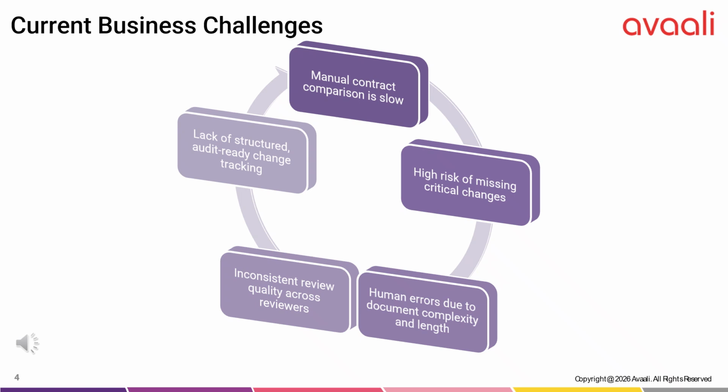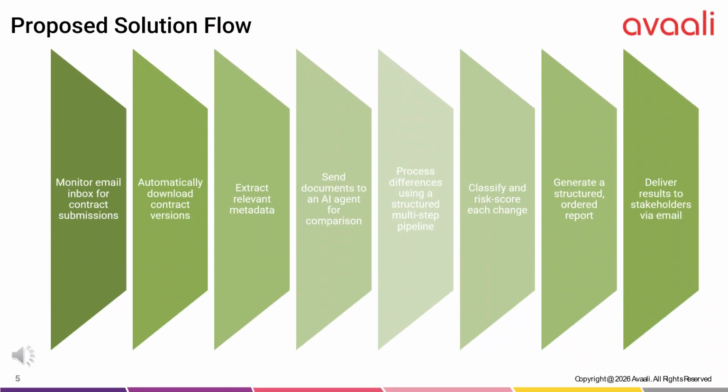contract review process. Let me quickly walk you through the solution flow. The process starts by continuously monitoring an email inbox for incoming contract submissions. Once a contract is received, the system automatically downloads both versions of the document and extracts the relevant metadata. These documents are then sent to an AI agent for comparison.